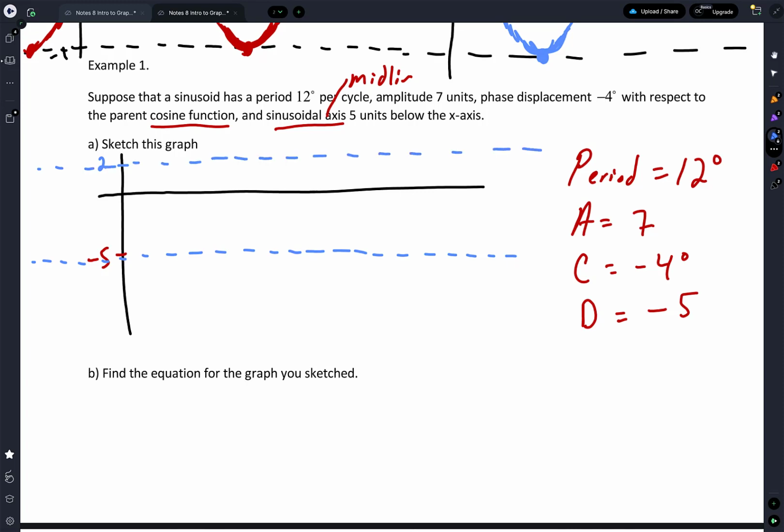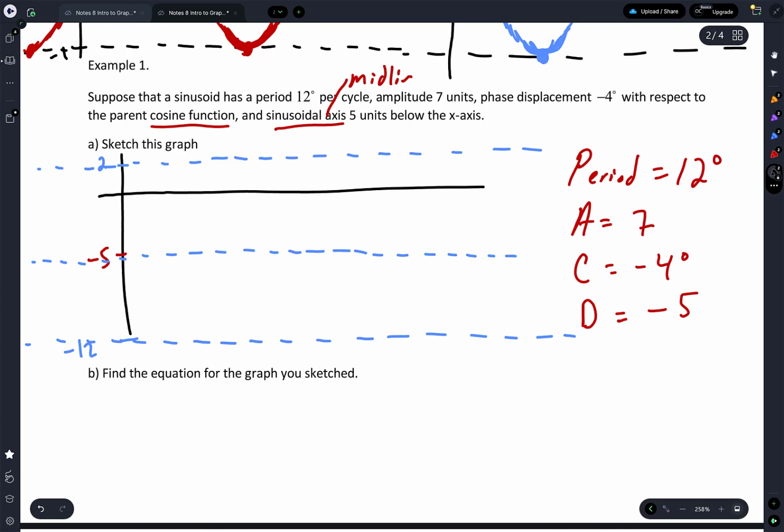Try to make it the same gap. And I'm going to go 7 down. 5, 6, 7, 8, 9, 10, 11, 12. Is that -12? So do that. I'm going to stretch this guy just a little more. Are we still okay? Okay.